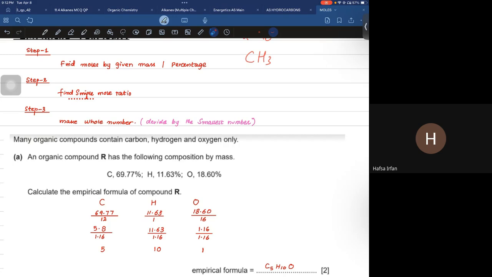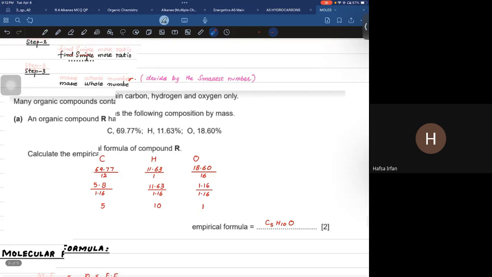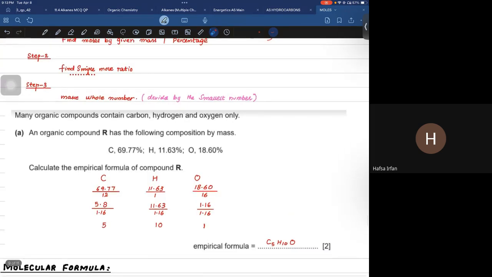Okay. So this is the question. Many organic compounds contain carbon, hydrogen, and oxygen only. An organic compound R has the following composition by mass. Calculate the empirical formula of compound R. The percentages are given to you. I would consider this percentage as mass.